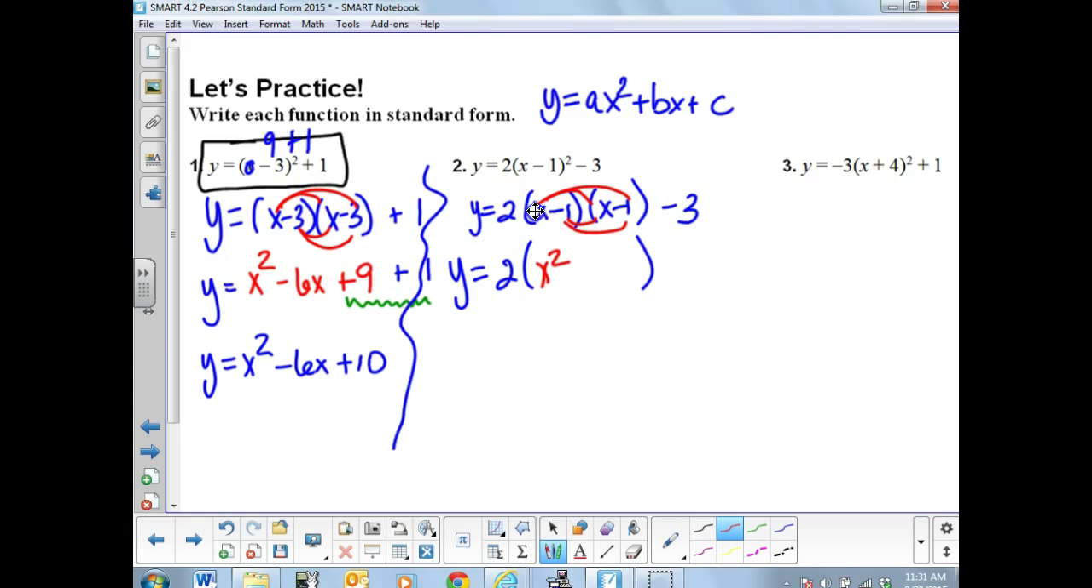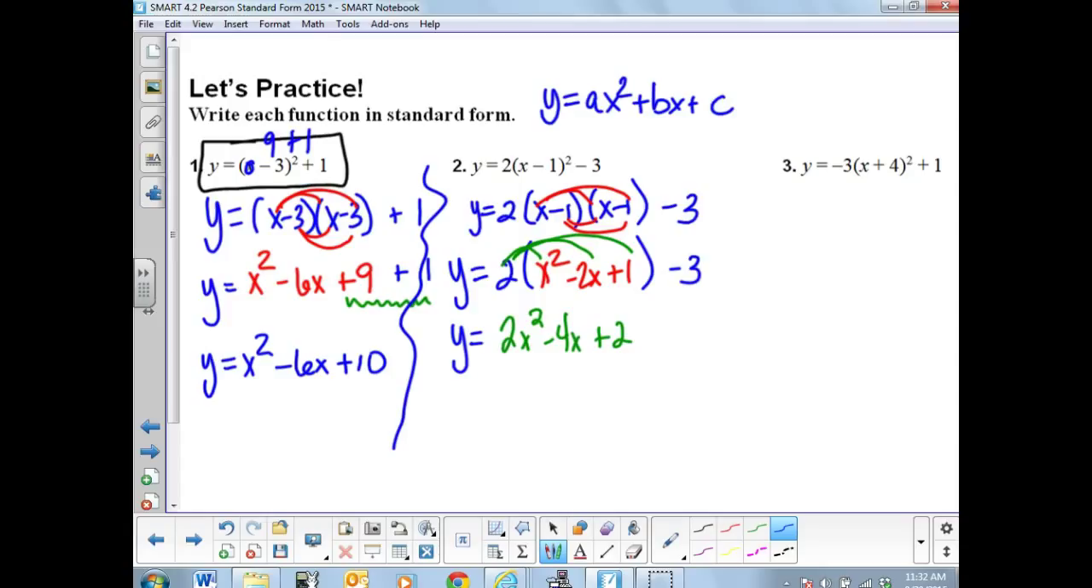So on the inside, we have negative 1x plus another negative 1x, so you have negative 2x in the middle. And then, careful guys, negative 1 times another negative 1 is a positive 1. Now you can go ahead and take that 2 and distribute it into the trinomial. We have 2x squared minus 4x plus 2.